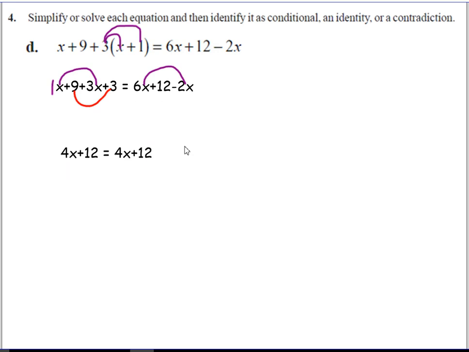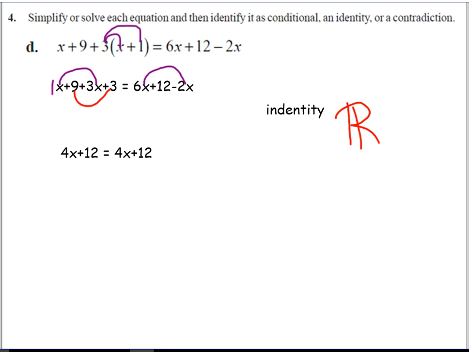Now notice what we have. We have the exact same thing on both sides. And so we can stop there when we see that everything matches and say that we have an identity problem, which again, if we're going to write the solution, we would say that our solution is all real numbers, which can be written as that symbol.